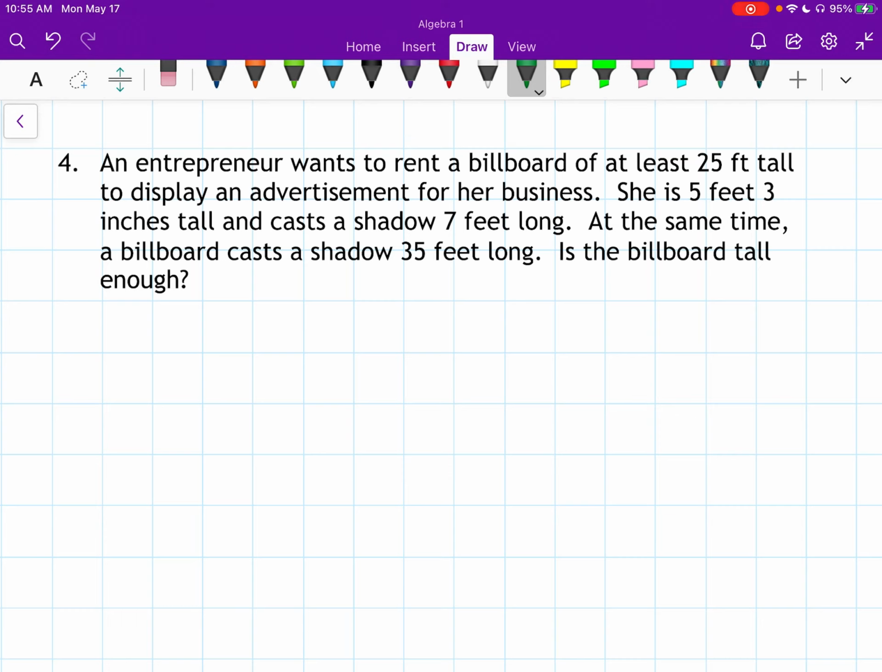So here we're talking about shadow problems. And normally with shadow problems, we want to draw a little bit of a picture. So I've got my billboard, and I'm just going to call this my billboard. Okay, we're looking at it from the side. And then here's the person over here. They both cast a shadow, right?